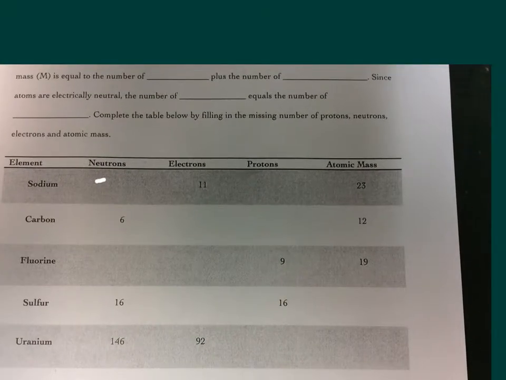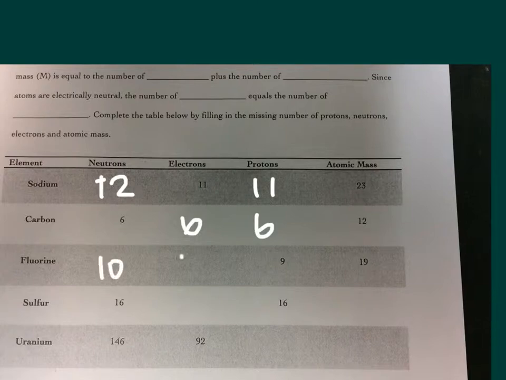I'll do the numbers. 12 neutrons, 11 protons. 6 electrons and 6 protons. Let's do fluorine. 10 neutrons, 9 electrons. No, it said 9. Oh, okay. Good answer.